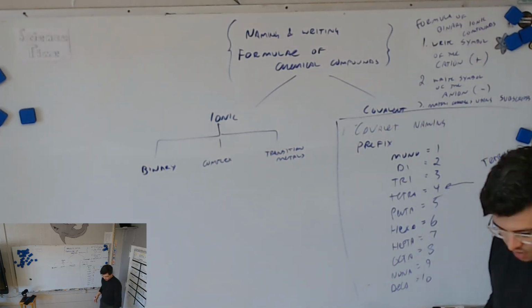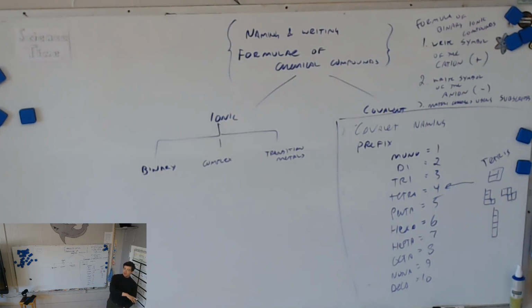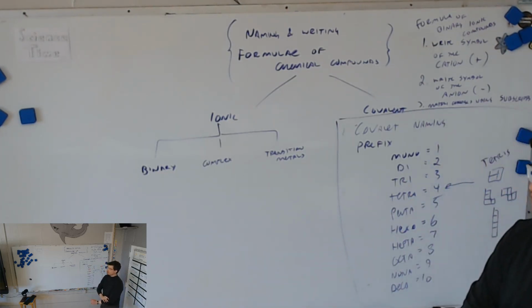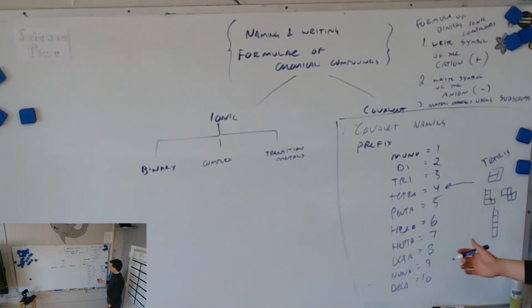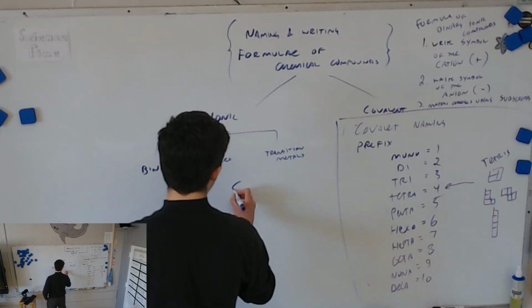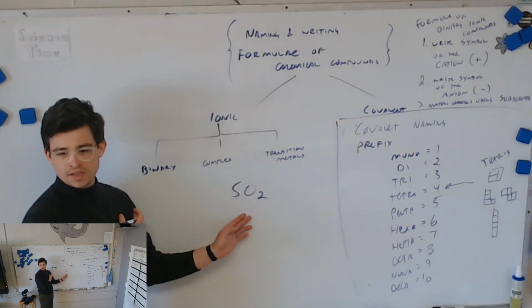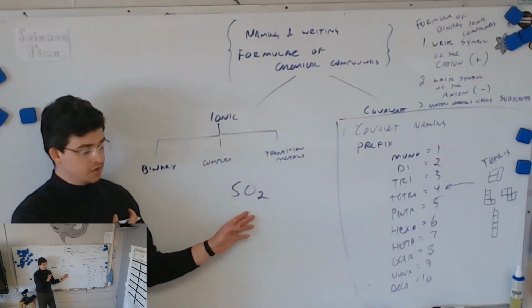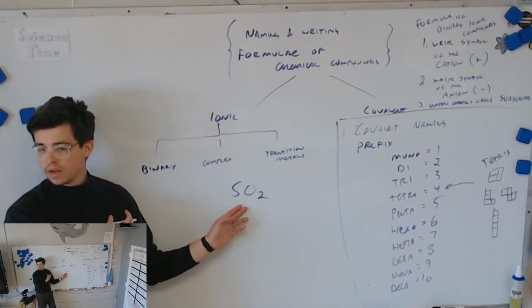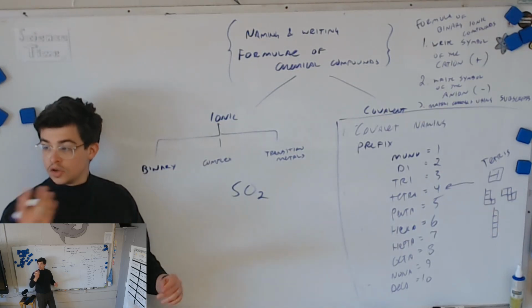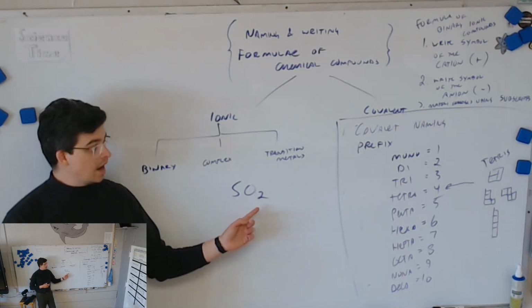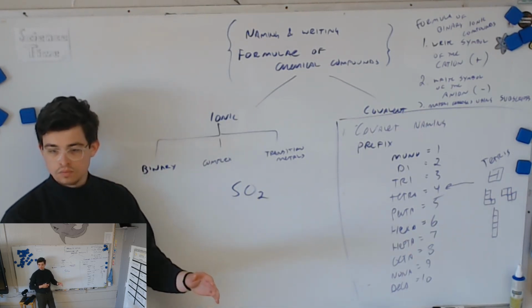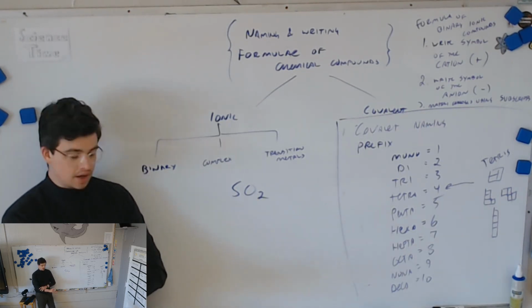Anyhow, all we have to do to both name or write the formulas for covalent compounds is we just say with the prefix how many there are. So for instance, SO2. First of all, how do we know if it's covalent or ionic? This one's covalent, but how do I know? Two nonmetals is covalent. Sulfur and oxygen are both nonmetals. In ionic, they were all a metal and a nonmetal, or they had a polyatomic ion in them.